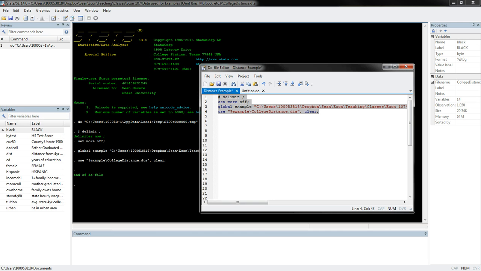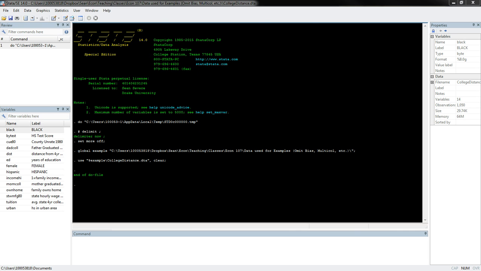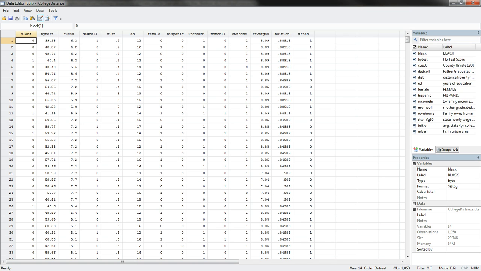So we have a black dummy variable, so that's based on race. If I bring it over here, we can see it a little bit better. Bytest is a standardized test score in high school. This is the county level unemployment rate that the student was in in 1980. Did the student's father graduate college? This is the physical distance by 10 miles from a four-year university.